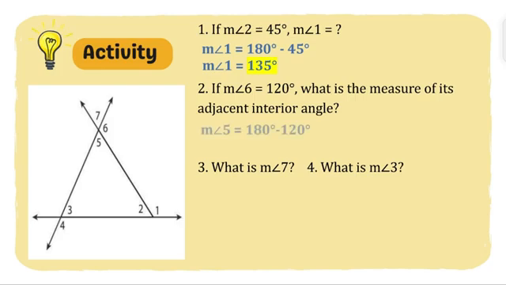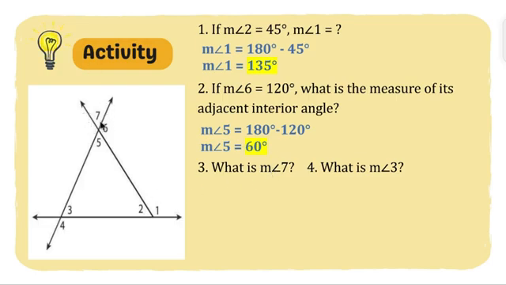Okay, so our solution, the measurement of angle 5 is equal to 180 degrees minus 120 degrees, which is the angle pair of angle 5. Therefore, our answer is 60 degrees. Now, for number 3, what is the measurement of angle 7?